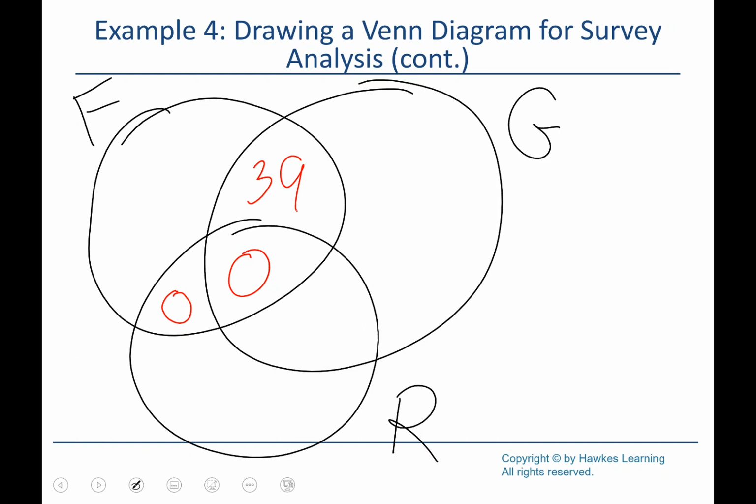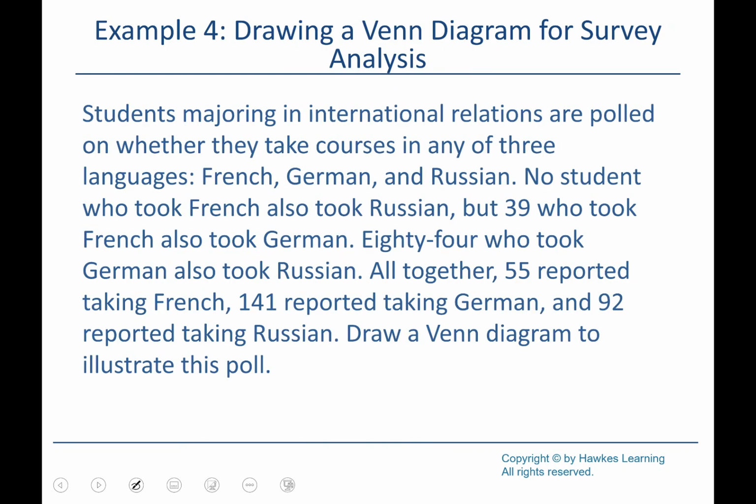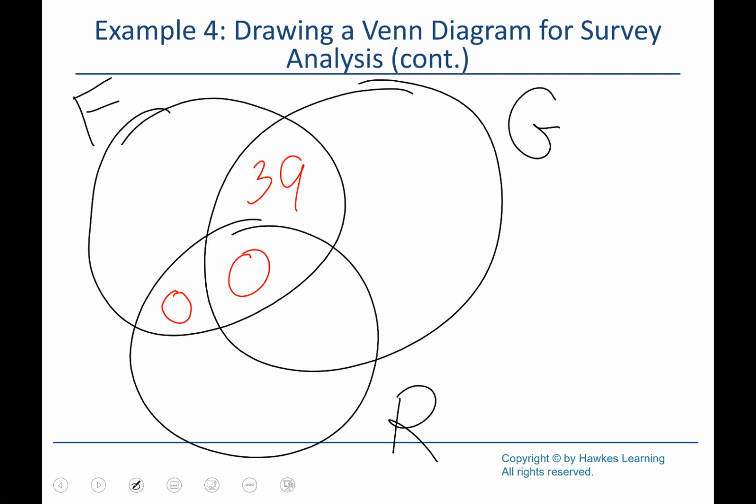And then we've got one more double overlap, right? We need to overlap with German and Russian. So that's the next thing I'm going to look for. Next sentence says 84 who took German also took Russian. So that's good. That's what we needed. It doesn't always give you the information in the order you're looking for, so sometimes you have to skim through and look for the piece you want. Here, 84, we don't have to subtract because our middle number is 0. 84 in that one.